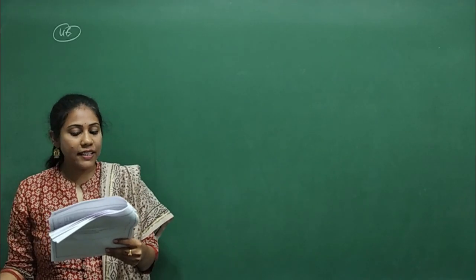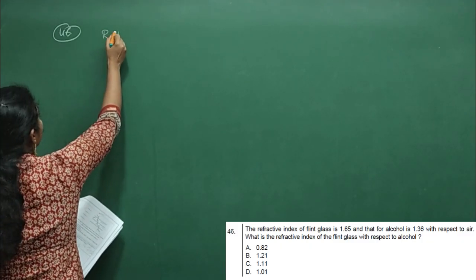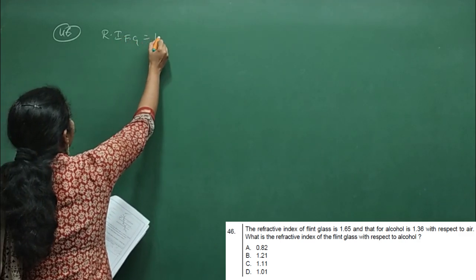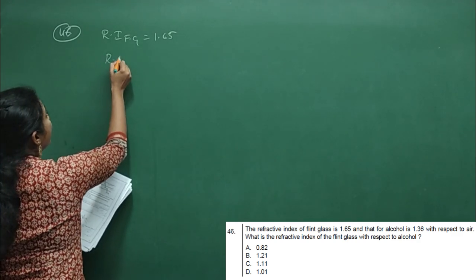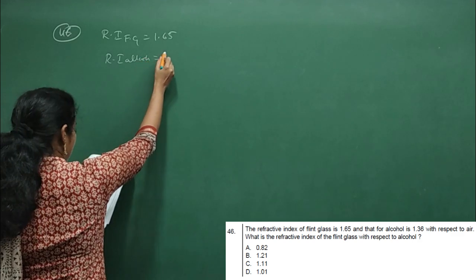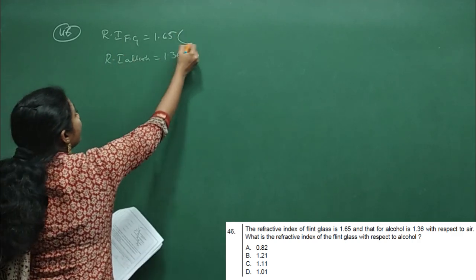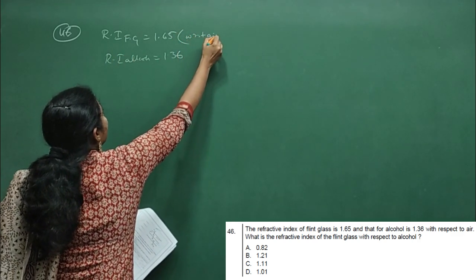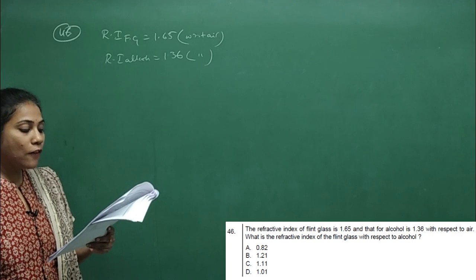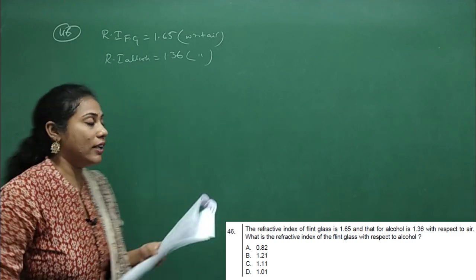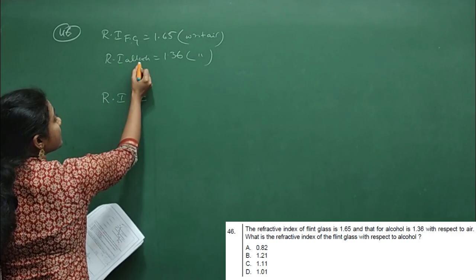The refractive index of flint glass is 1.65. They have given the refractive index of flint glass as 1.65, and that of alcohol is also given, that is 1.36 with respect to air. So these refractive indices are with respect to air. Both values are with respect to air. What is the refractive index of flint glass with respect to alcohol?